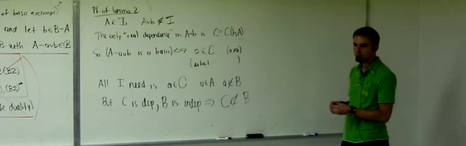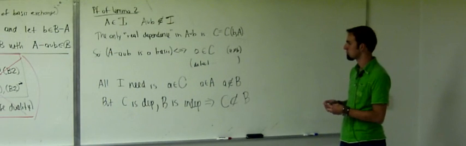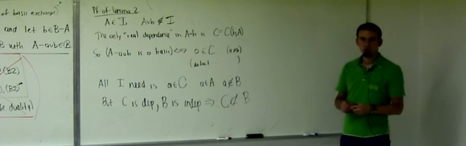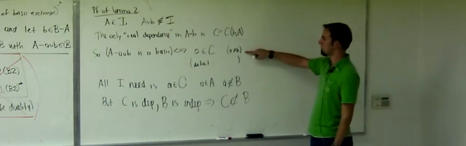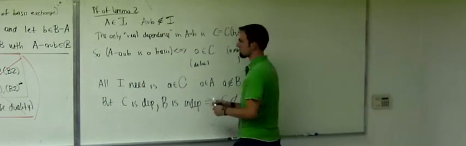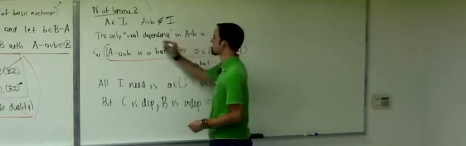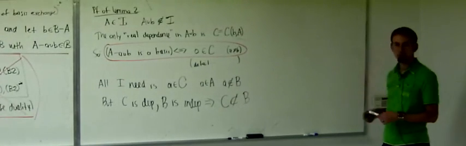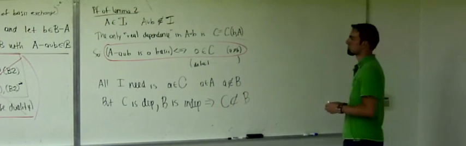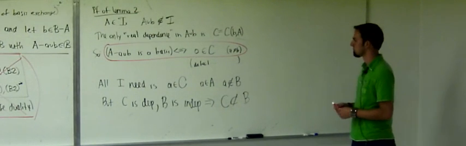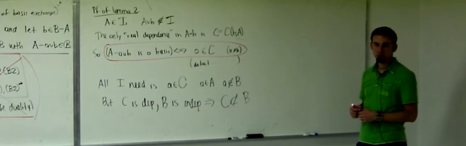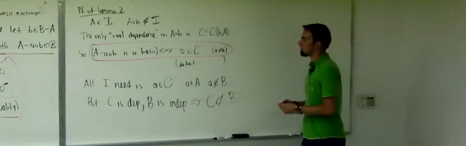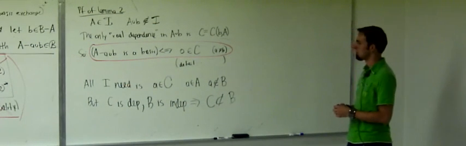Any questions about that? I'm just not seeing the third line of how A minus A union B is the basis. So you're not seeing this statement right here. Right? Is that the one? Yeah, I mean, we know that A union B is not independent, but A minus A union B. So A is coming from the circuit.